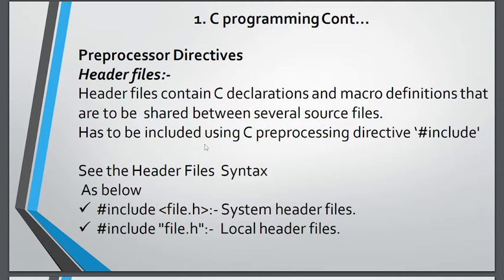Let's talk about preprocessor directives. So header files. Header files contain C declarations and macro definitions that are to be shared between several source files. They have to be included using the C preprocessing directive, that is #include. See the header file syntax as below. So we have #include, then the less than and greater than brackets, file.h. This is a system header file. What about a local header file? #include, then we have "file.h". Then you can note the kind of marks that are used.